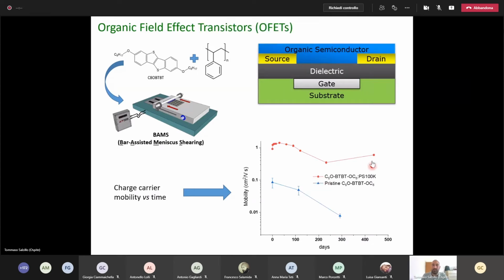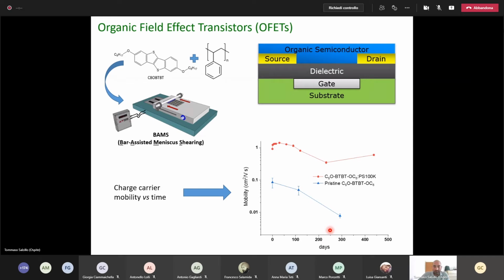What is nice is that we can observe the devices made with the polymer blend are more or less stable with time, up to a year and a half, more or less. While the devices made with the pure semiconductor have, let's say, quite good mobility at the beginning, and then I can observe a huge decrease until reaching 300 days, and I don't observe any more electrical performance. So it's like the device is dead.